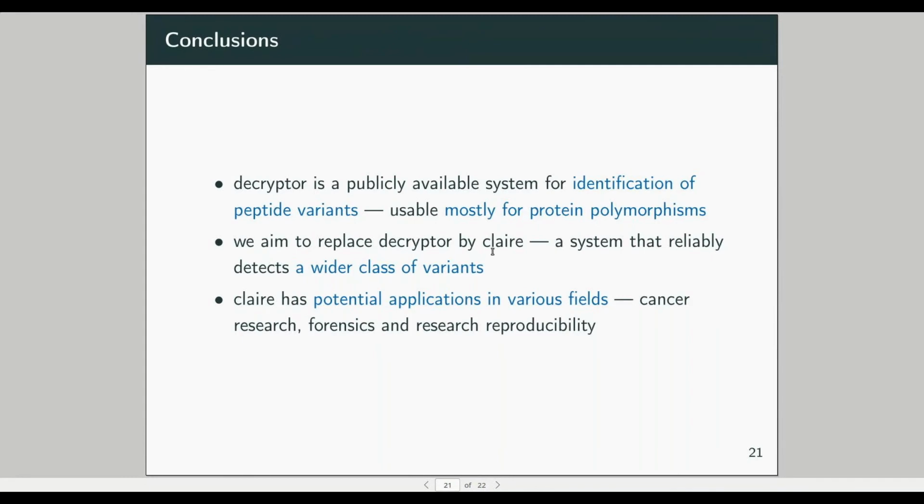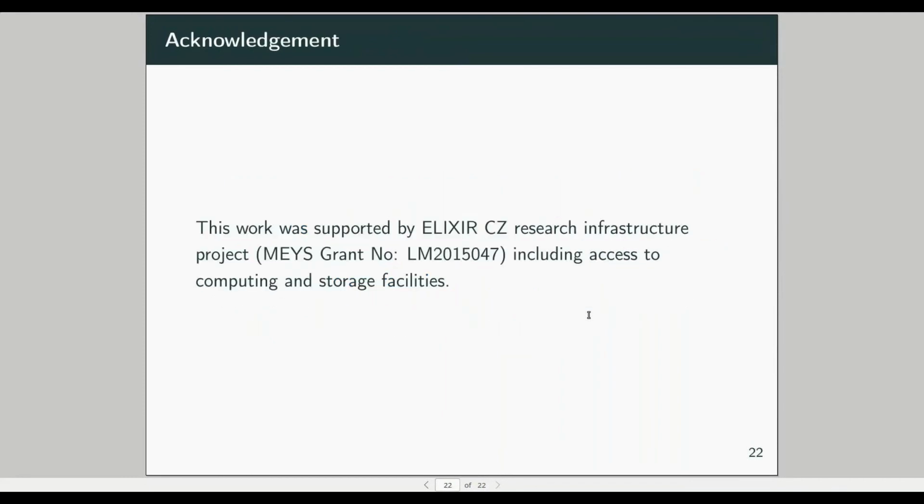So we aim to replace Decryptor by Claire, and the system is capable of reliably detecting a wider class of variants. And as you have seen, Claire has potential applications in multiple fields, including cancer research, forensics, and research reproducibility. So yeah, that will be all.